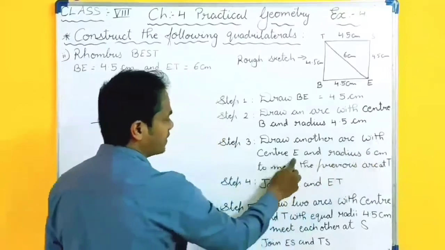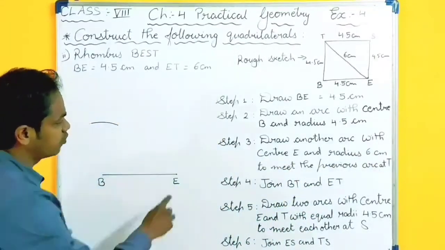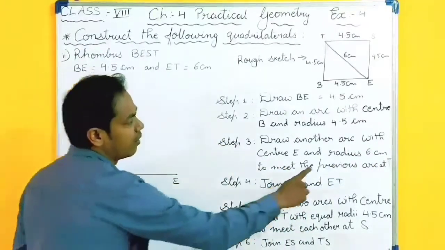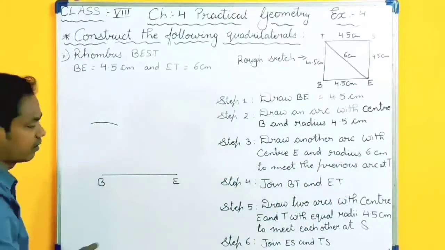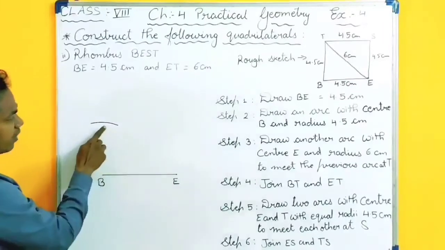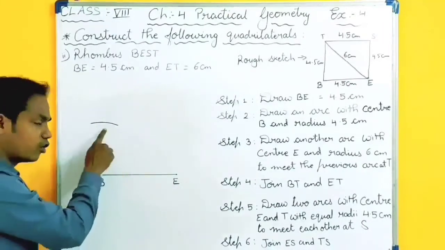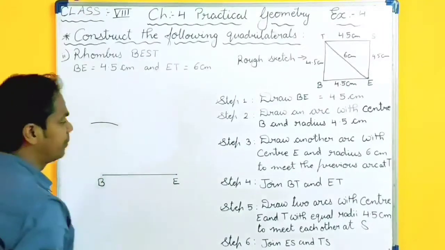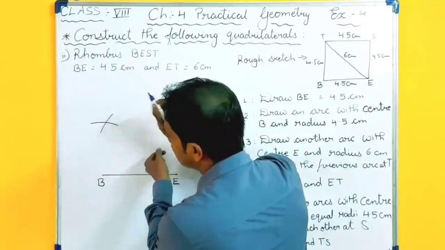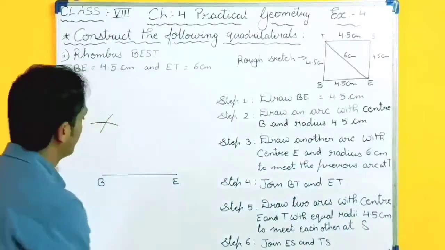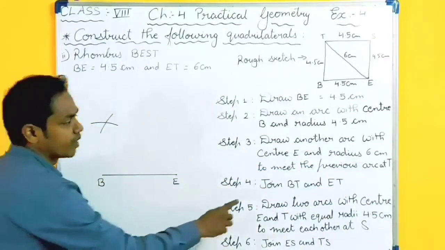Draw another arc with center E. From point E also you will cut an arc of radius 6 centimeter to meet the previous arc. This is your previous arc. So from here you will cut an arc of 6 centimeter. Okay, this is my 6 centimeter.